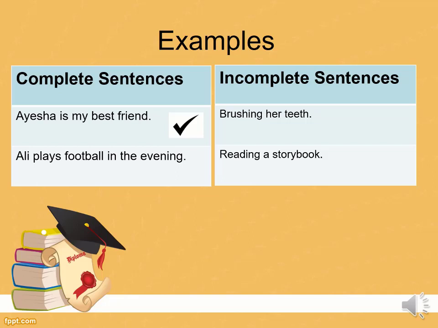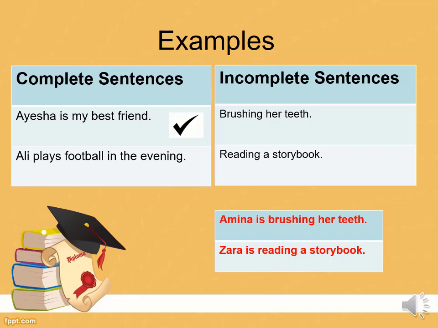These two sentences are incomplete because they are lacking the person or the subject who is performing this action. They are not giving the proper message. They are not conveying who might be brushing the teeth. So you can correct the sentences by: Amina is brushing her teeth. Zara is reading a storybook.